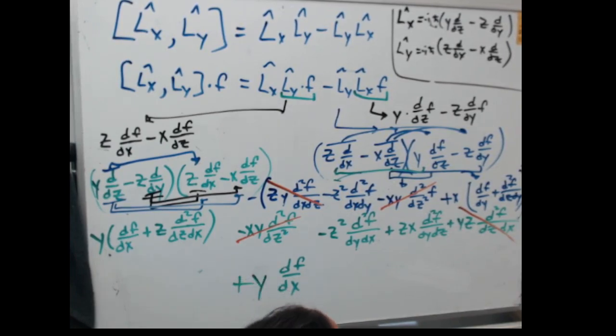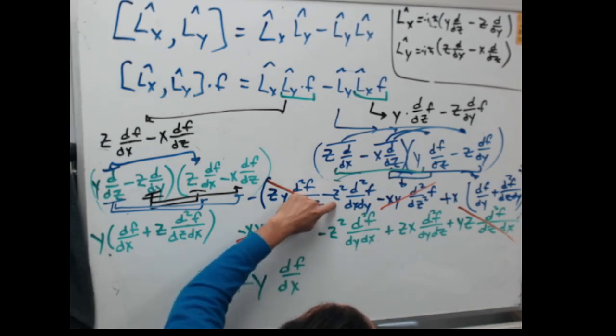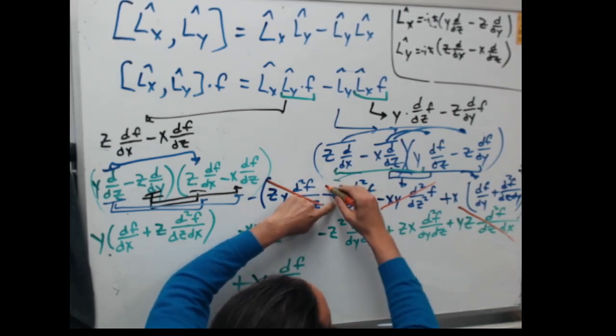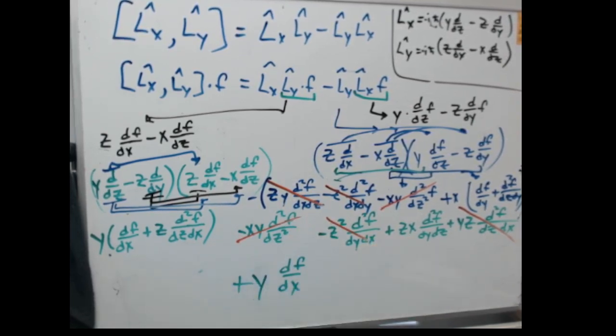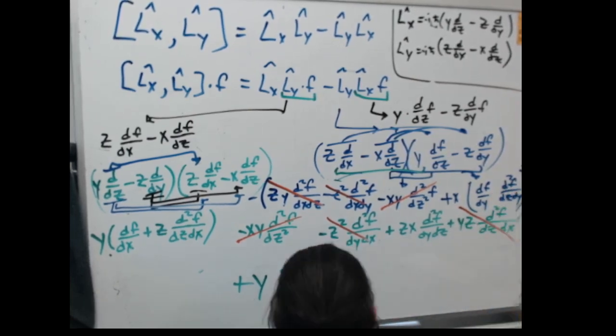I'm going to cancel out a couple more things. I got my z squared dx dy. That cancels out. My zx. Did I mess up someplace? I did. There's supposed to be a z out front here. I dropped my z, right? Because chain rule or product rule.